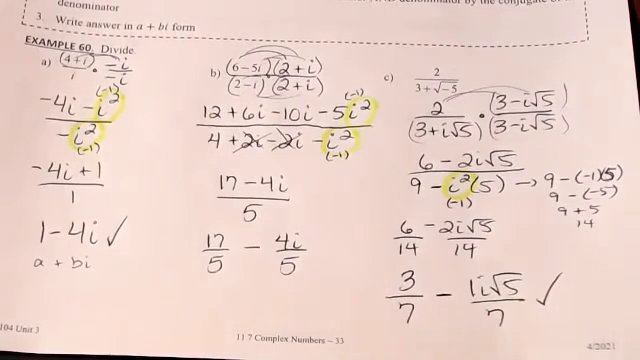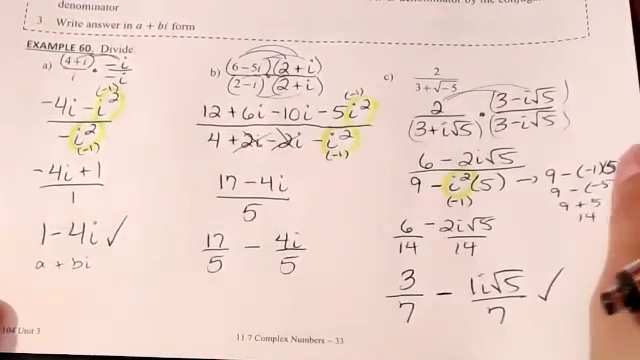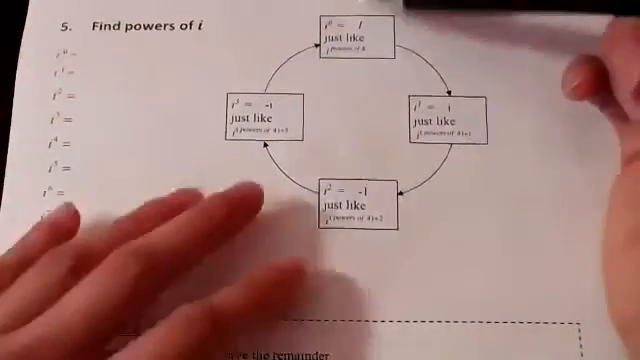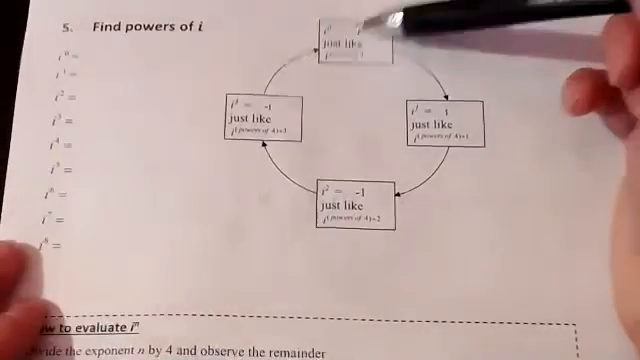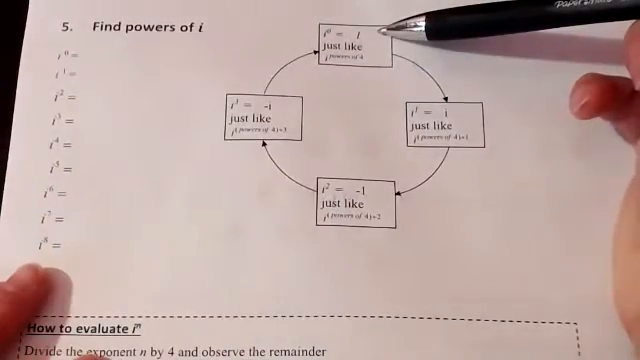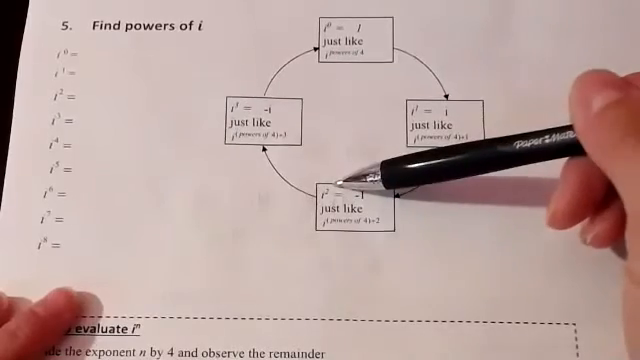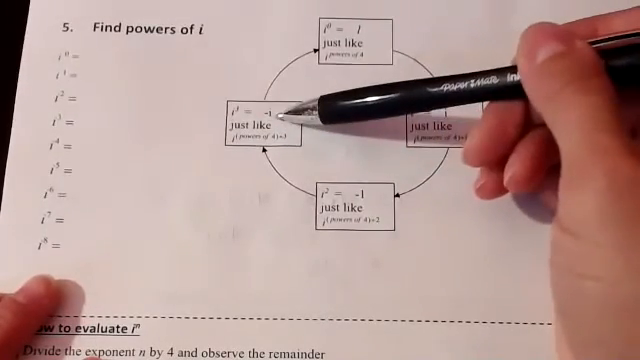We have only one section left, and all it is talking about is the cycle of i. So let me show you. It's super easy. So check this out. i to the 0, anything to the 0th power is 1, right? We learned that a long time ago. i to the first power is still i. i to the second power is -1. And i to the third power is -i.